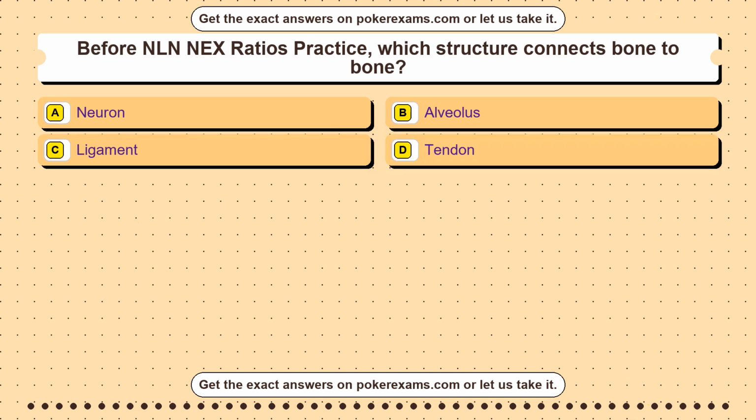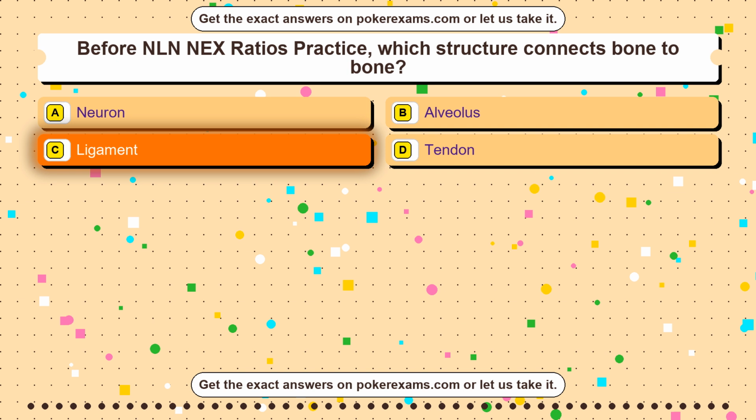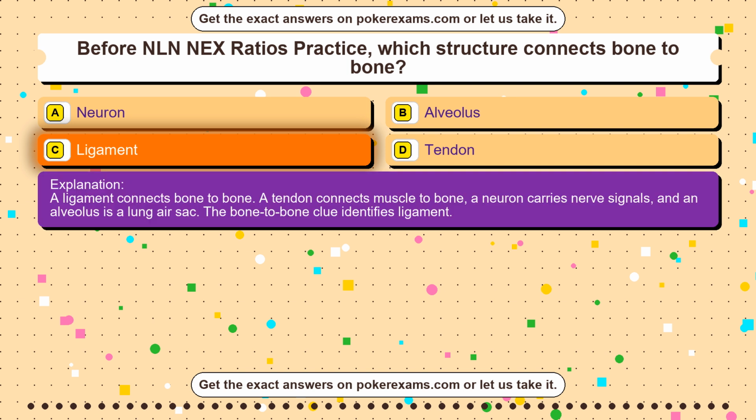Question 35. Before GED Prep 2026, which word best replaces very big? Option A, weak. Option B, brief. Option C, enormous. Option D, tiny. The correct answer is option C. Enormous means very big. Tiny is the opposite, weak refers to strength, and brief refers to length or time. Strong vocabulary improves RLA precision.